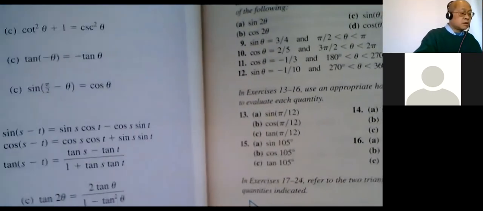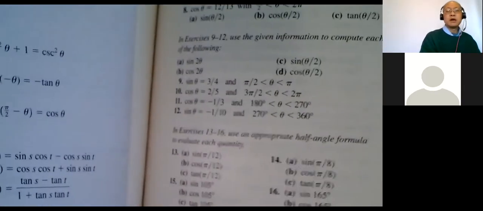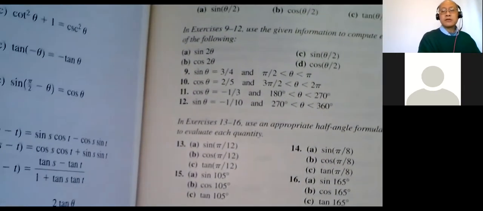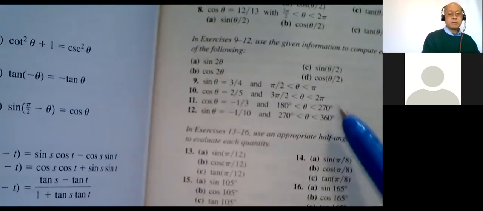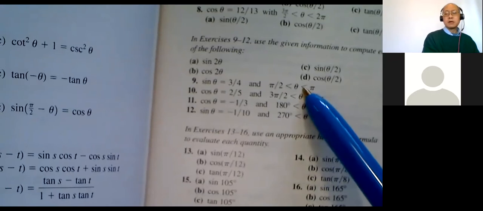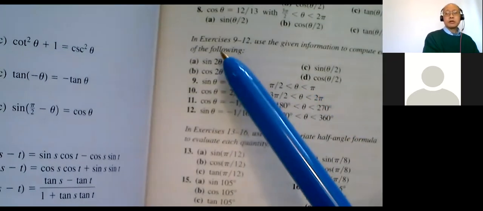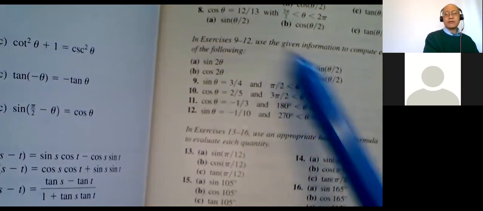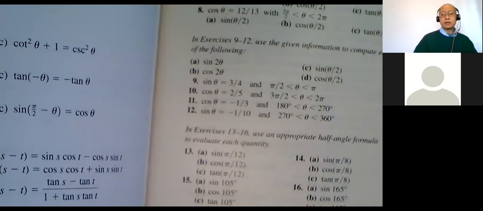All right, then I'll show you maybe number 9. Sine of theta is 3/4. And what quadrant are we in? Quadrant 2, between pi over 2 and pi. I'm only going to do A and B, the double angles. I'll save the half angle formulas for Monday. Okay, so 9A and 9B.